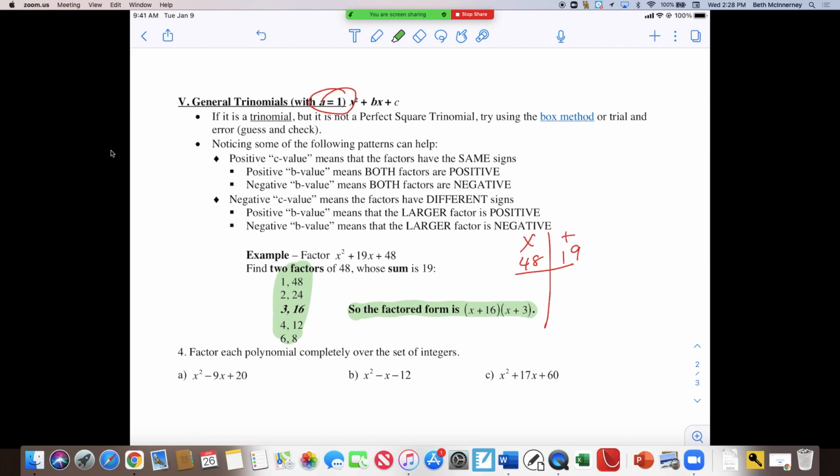So I'm going to pause a moment, and I want you to try number 4, A, B, and C. Find two numbers that multiply to positive 20, but add to negative 9. Once you find them, you pop them in.